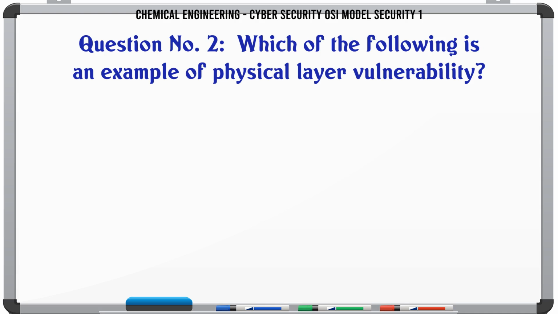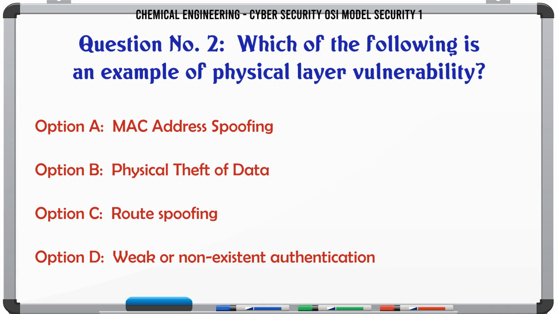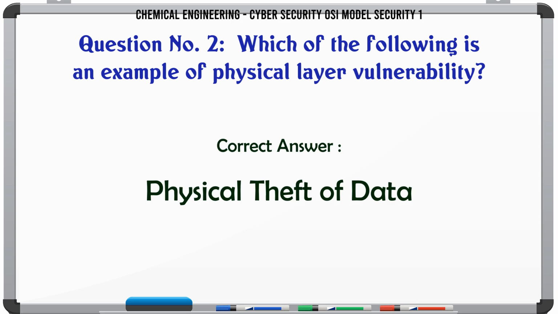Which of the following is an example of physical layer vulnerability? A. MAC address spoofing. B. Physical theft of data. C. Route spoofing. D. Weak or non-existent authentication. The correct answer is physical theft of data.